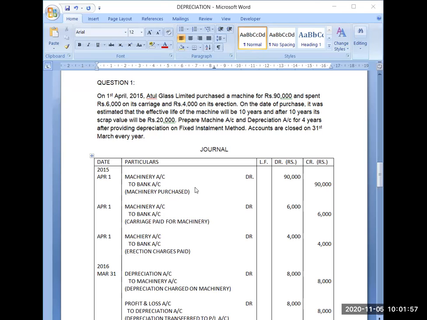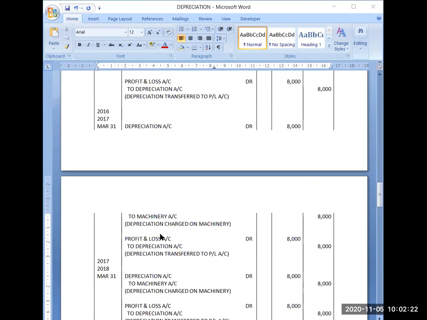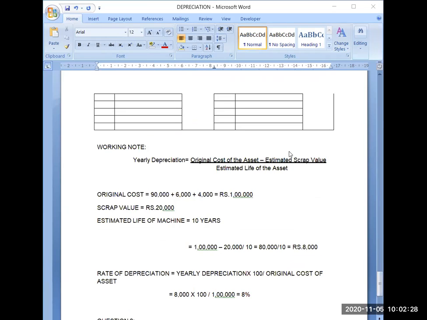The first entry we will do is for the purchase of any asset, a fixed asset. Then there may be some expenses given that we will record accordingly. And then after recording the entries for purchase or expenses, whenever your year is ending, at that time you will charge the depreciation as per the rate given or as per the information given in the question. And if you are supposed to calculate the depreciation, then you will calculate it as per the formula, and this you will show in your working notes. The whole information given in the question will be written, and then you will calculate your depreciation.